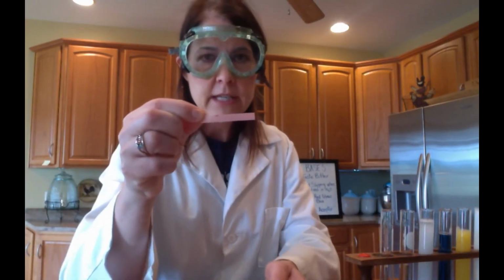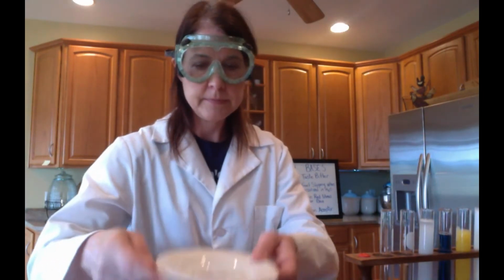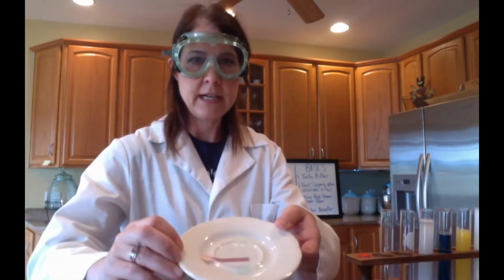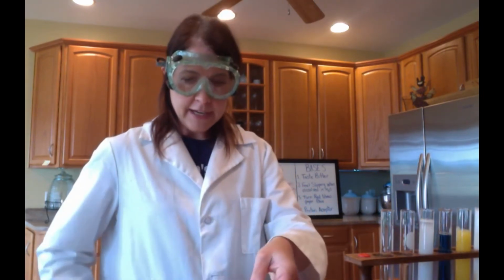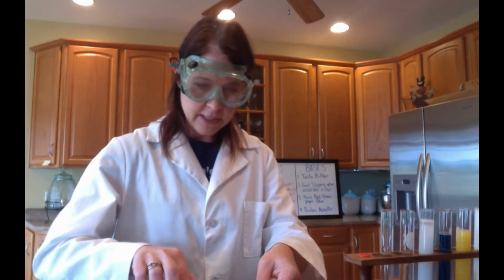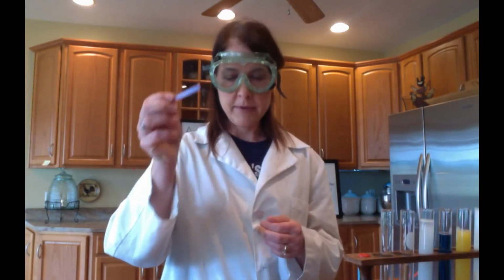And can you see that? It has turned the paper blue. It might be better if you can see it on the saucer. If you're not convinced of that, I'm going to leave that in there. It actually is turning a darker blue. So let's go ahead and test that with a piece of blue litmus paper.